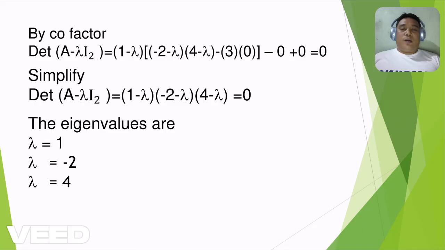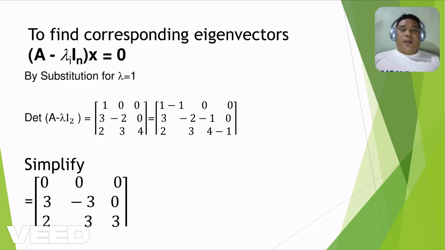Lambda is equal to 1. Lambda is equal to negative 2. Lambda is equal to 4. Next, we solve for eigenvectors. By substitution for lambda 1, this is our original matrix, and this is the matrix minus the lambda diagonally: 1 minus 1, 0, 0; 3, negative 2 minus 1, 0; 2, 3, 4 minus 1.